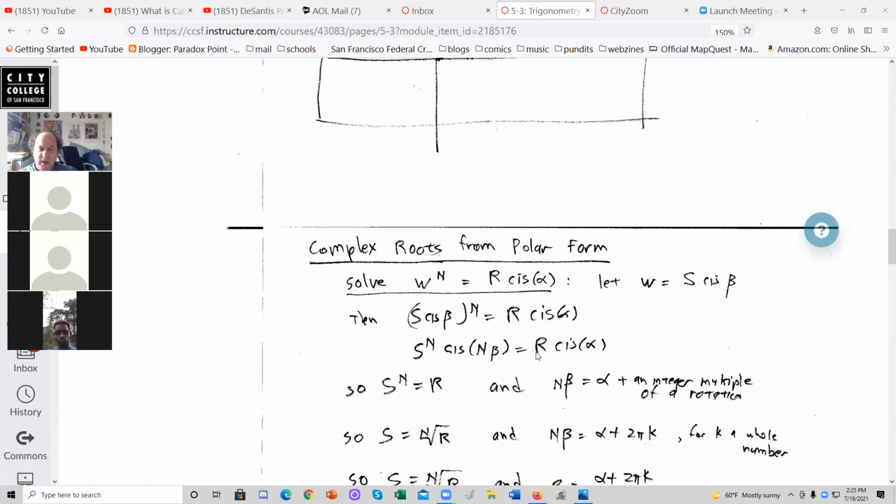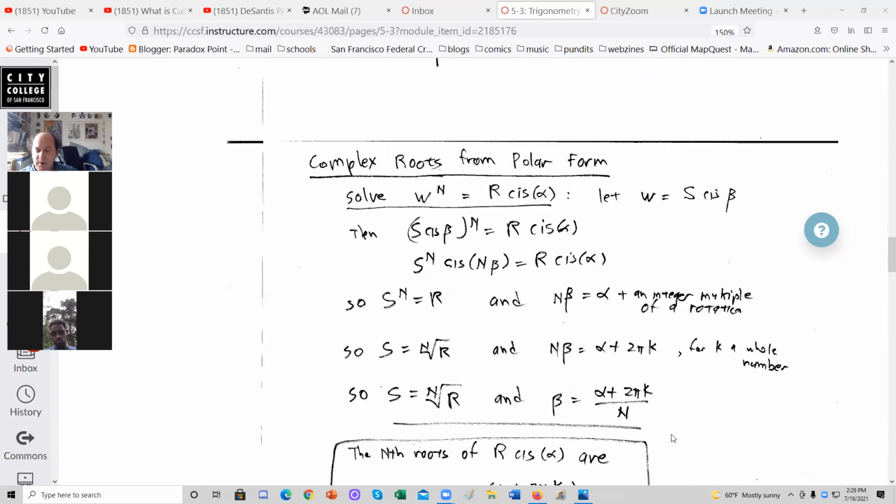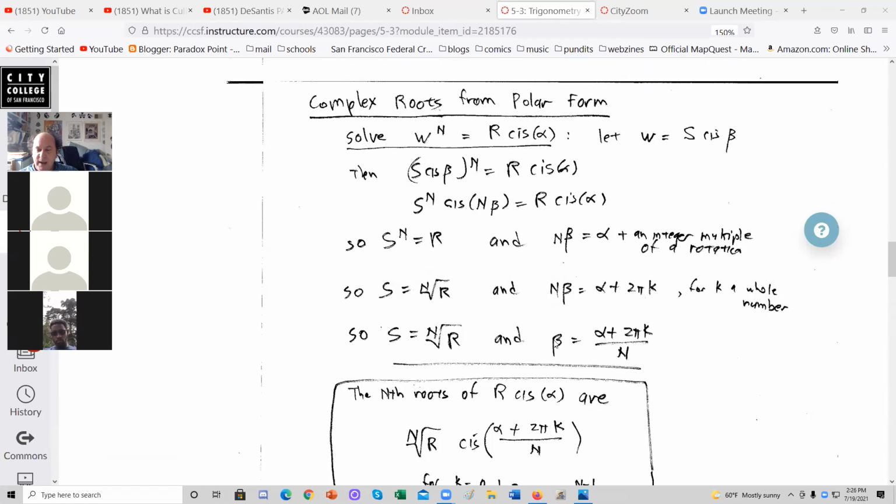Okay, these have the same length. S to the n equals r. So s is the nth root of r. Now, n beta and alpha point in the same direction, so they're equal plus an integer multiple of rotations. If you spin around more than once, you wind up pointing in the same direction. So n beta equals alpha plus 2 pi k, k being a whole number. You divide by n. Beta is alpha plus 2 pi k over n.